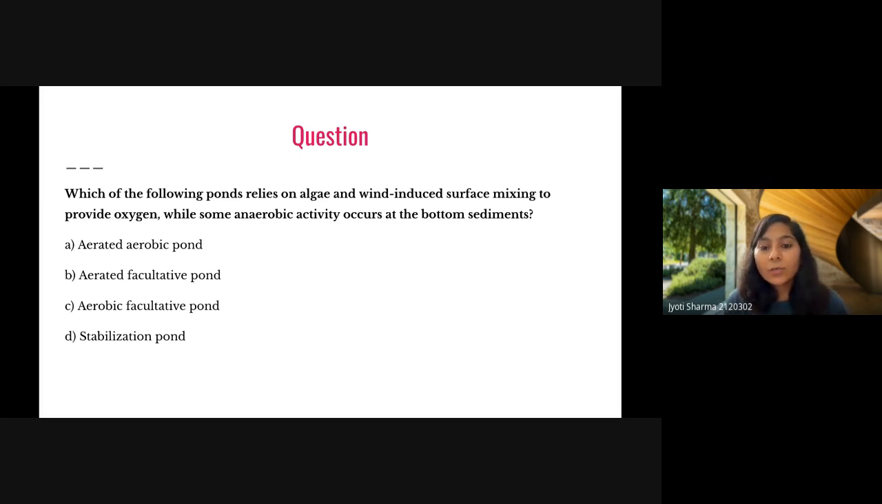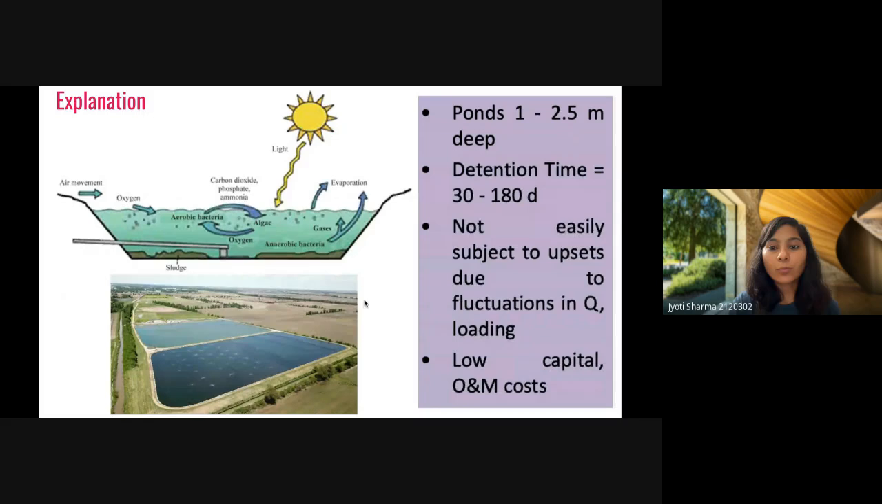Where algae, so just see, algae are getting oxygen from the atmosphere. So this is the aerobic region. Okay, and whenever we have the anaerobic activity, because sunlight will not be present and the atmosphere will not have direct contact with the bottom, there will be the absence of oxygen, so this will be the anaerobic. So based on that, it is aerobic facultative pond. Okay, so C is the right answer.